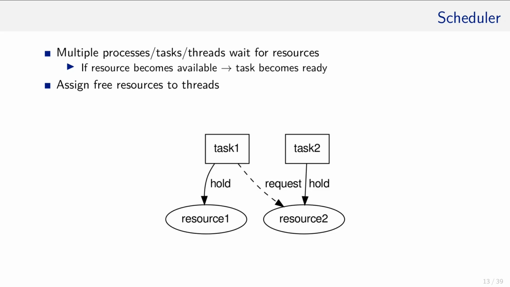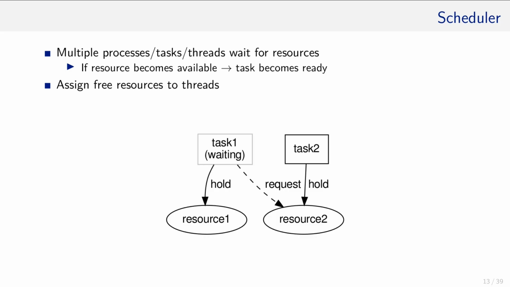However, to continue to run, task 1 needs to have access to resource 2 as well. However, resource 2 is already reserved by task 2. Therefore, task 1 goes into a waiting state till resource 2 becomes available. Once task 2 completes and relinquishes its control, task 1 returns from the waiting state and can continue.